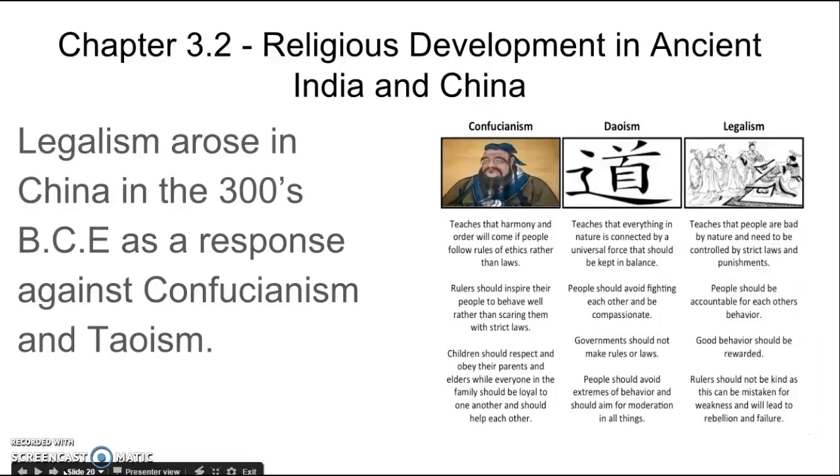Legalism arose in China in the 300s BCE as a response against both Confucianism and Taoism. And here's a chart that shows some basic beliefs and comparing these three religions that had so much impact in China. Legalism teaches that people are bad by nature and need to be controlled by strict laws and punishments, that people should be accountable for each other's behavior, that good behavior should be rewarded, and that rulers should not be kind, as this would be mistaken for weakness and will lead to rebellion and failure. And this, again, is a response against these other two philosophies that came before. Next slide.